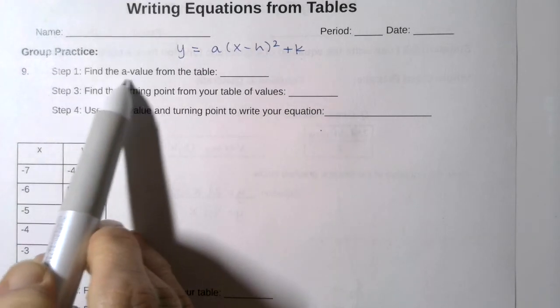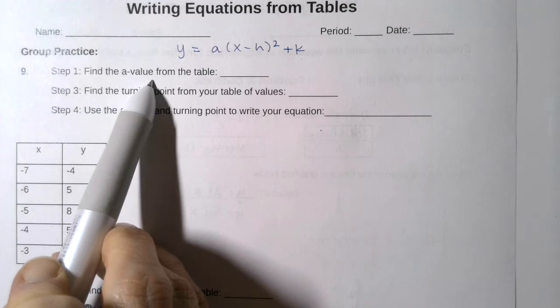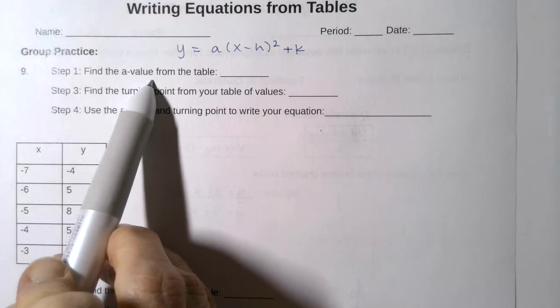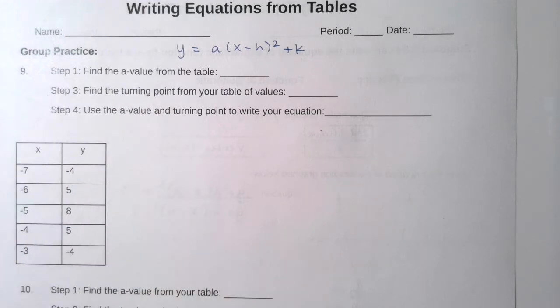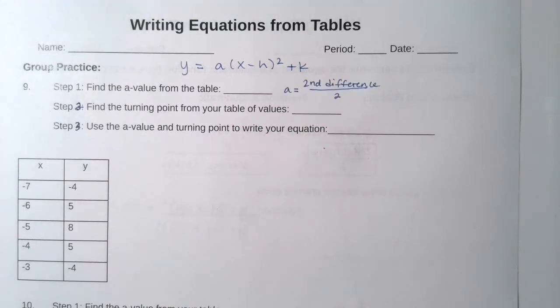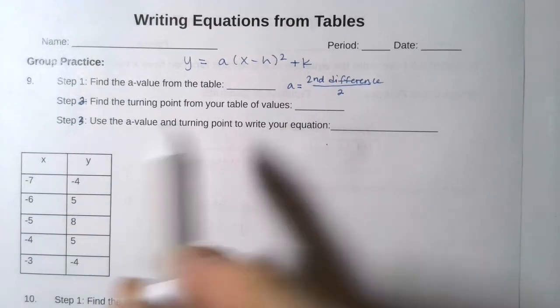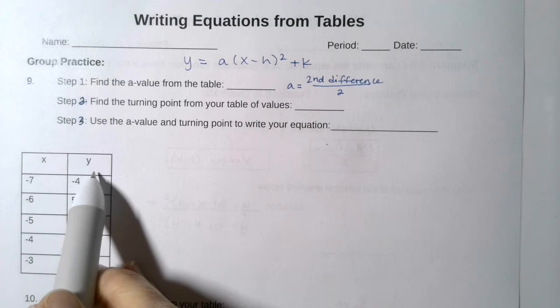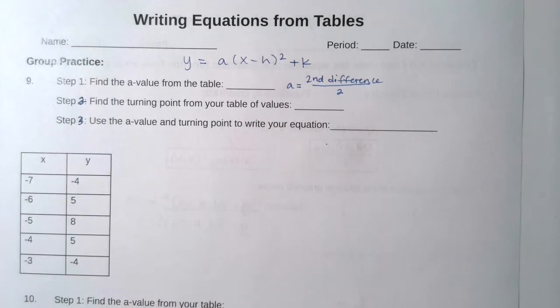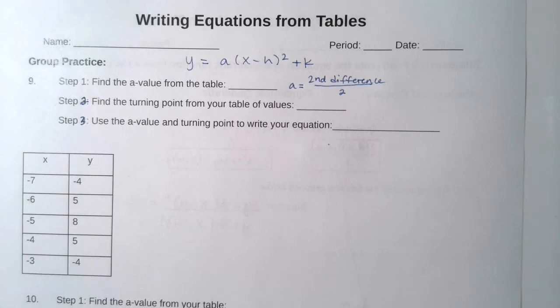So step one, find the a value from the table, and you can refer to your previous video for how we find that a value. The a value is going to be our second difference divided by 2, which means we need to find our change in x and change in y, and then our second difference. This will also confirm that we are indeed looking at a quadratic function.